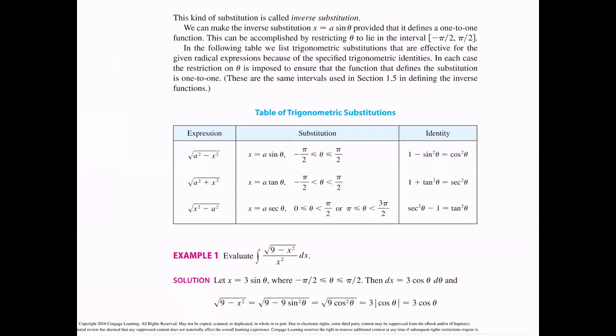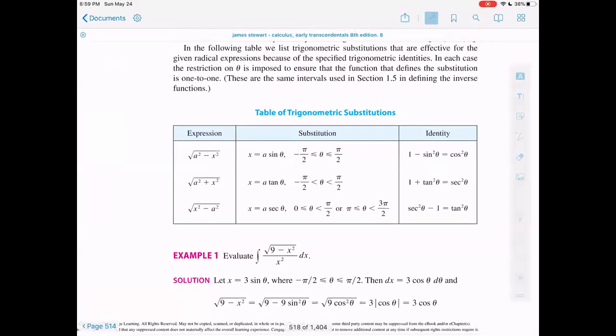So the idea is, if I have this expression, square root of a squared minus x squared, I'm going to do the substitution x is equal to a sine theta. And we're going to restrict theta to be between negative pi over 2 and pi over 2. The identity we want to use to simplify the square root then is 1 minus sine squared is equal to cosine squared theta.